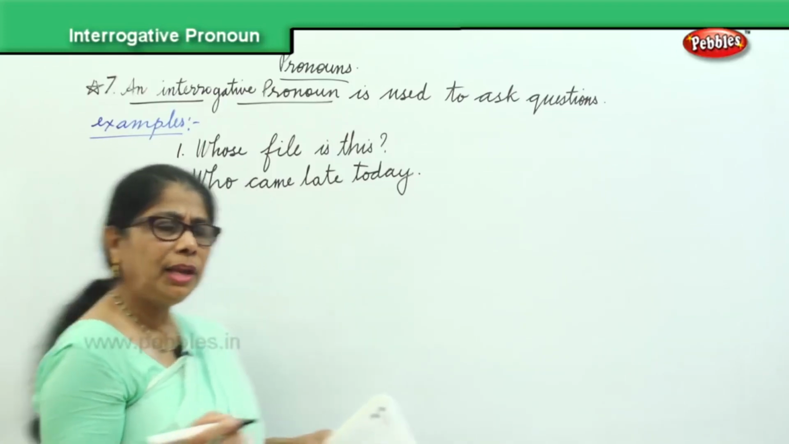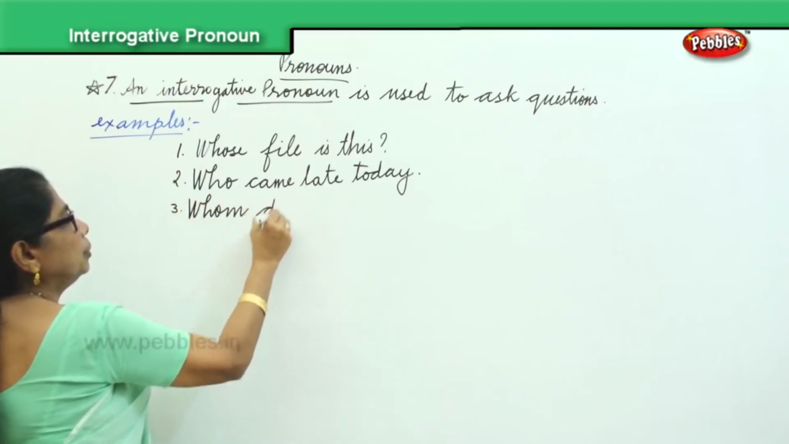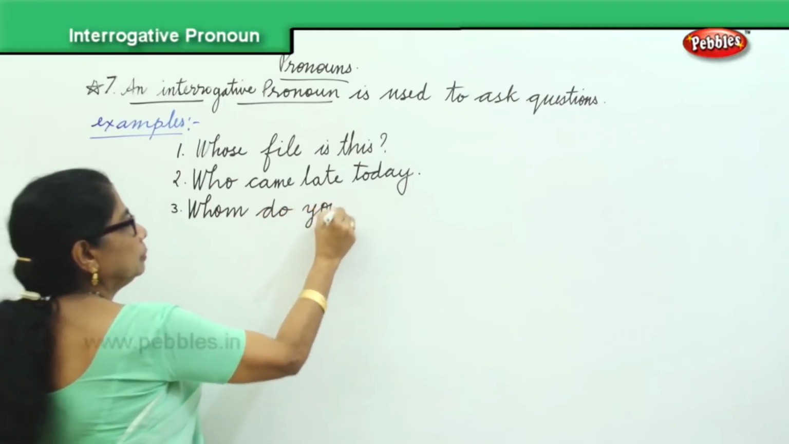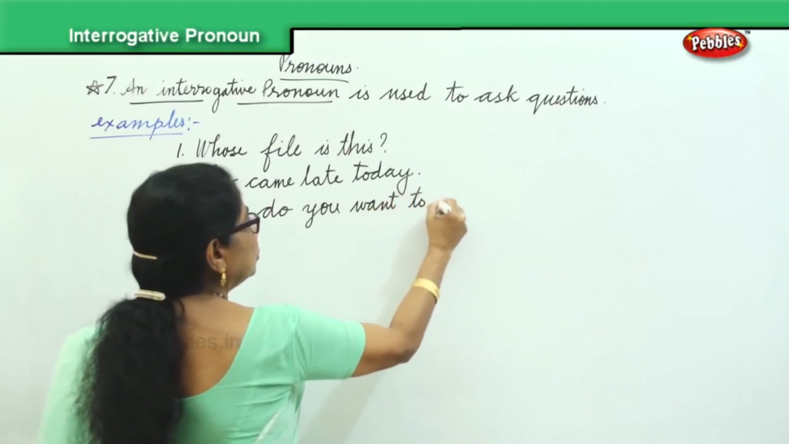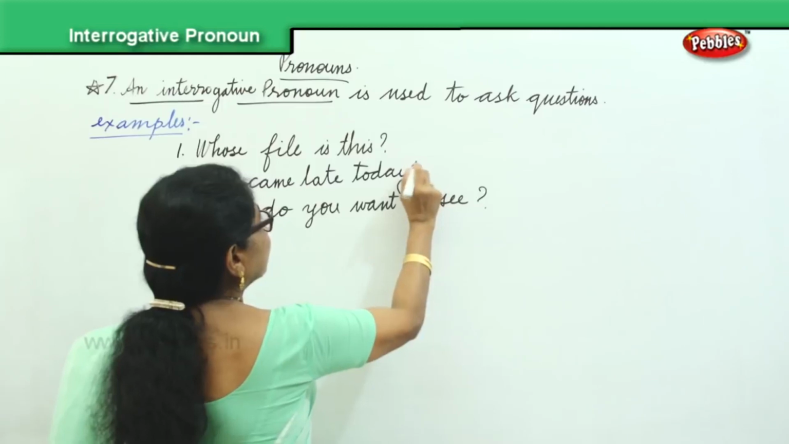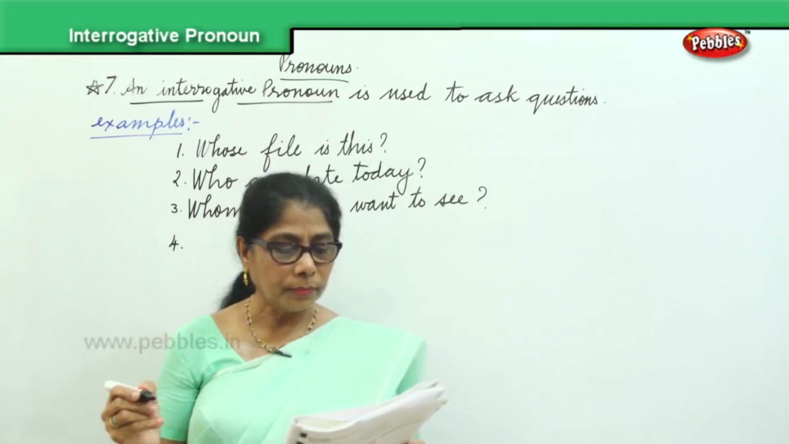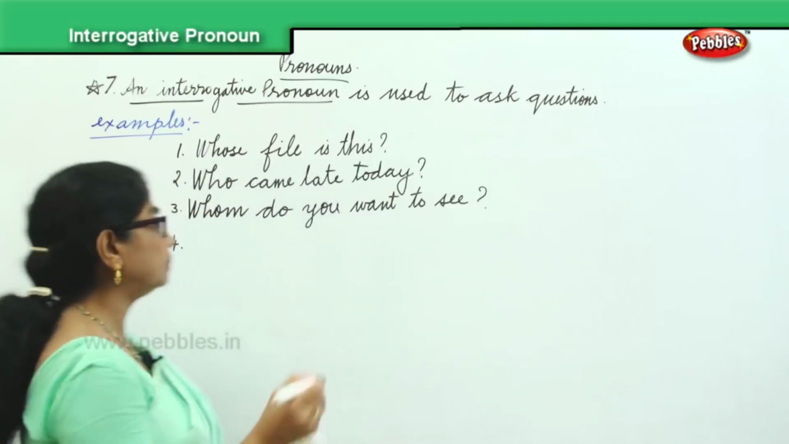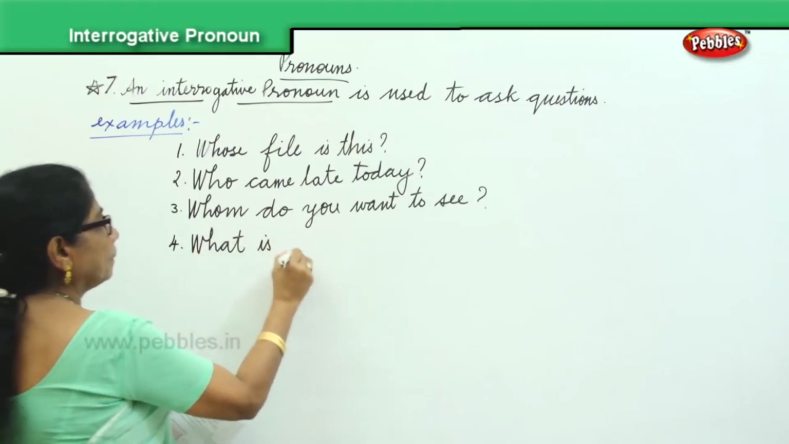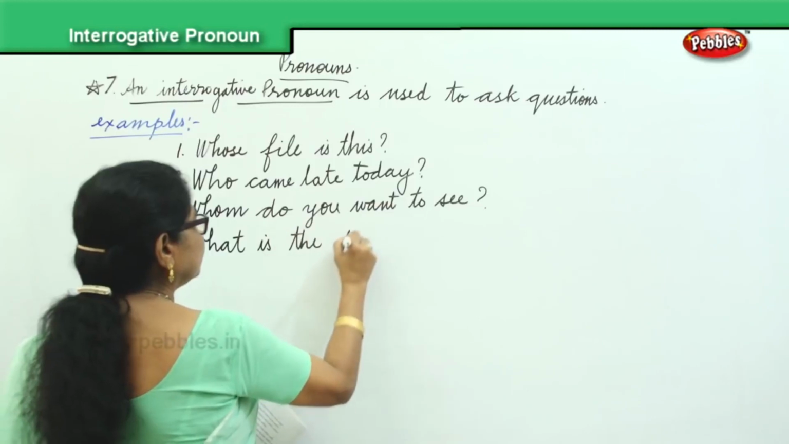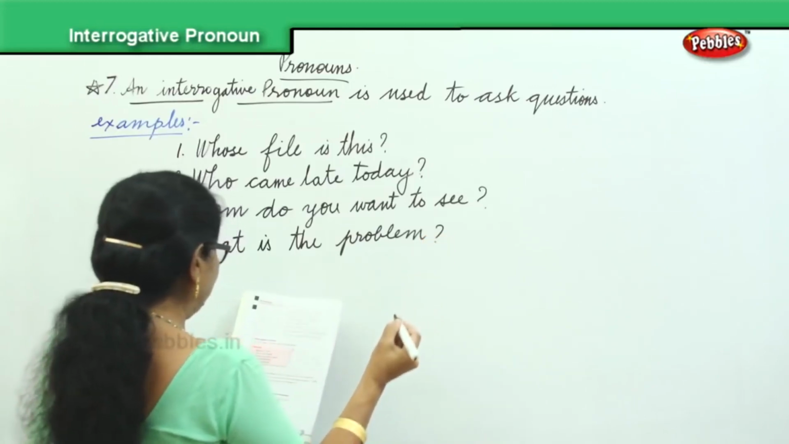Whom do you want to see? Then, what is the problem?